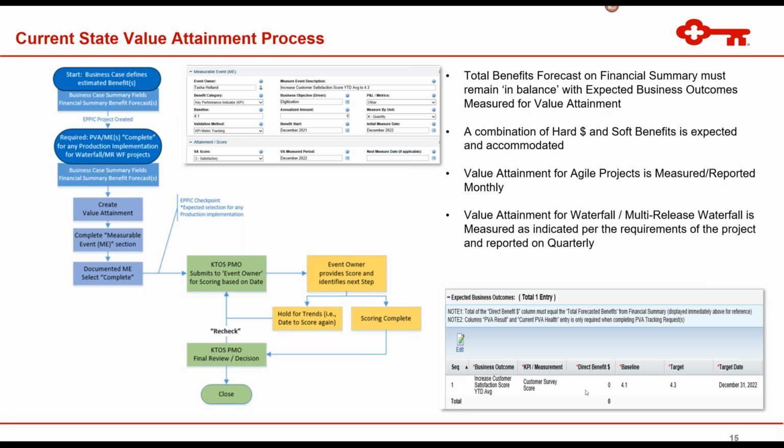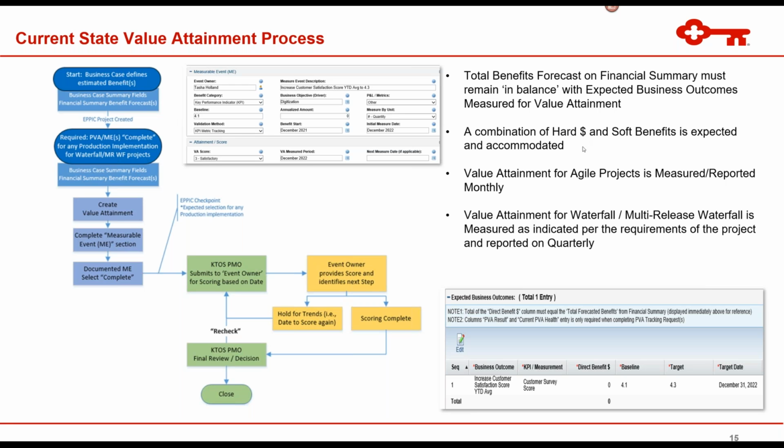And so in this instance, this is a soft benefit, not a hard dollar benefit. So we understand that there's some regulatory projects or some must-do projects that may not increase revenue or may not result in a save, but they should still, if they're being funded, be able to confirm that the objectives were achieved. So again, a combination of hard and soft benefits is expected and accommodated.